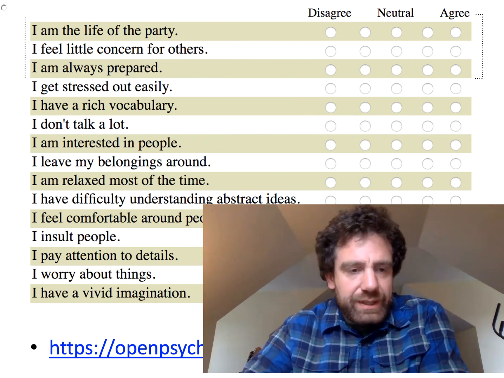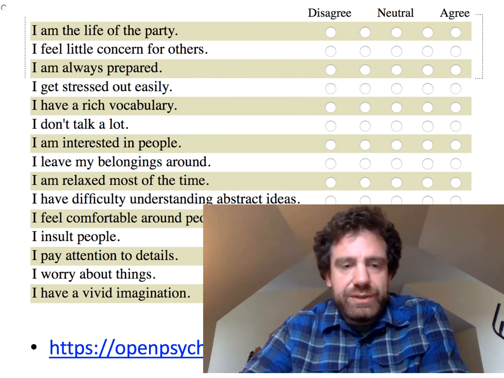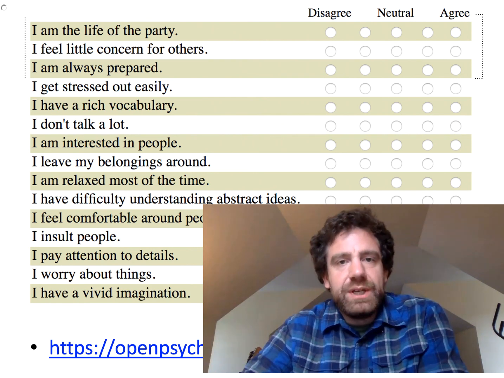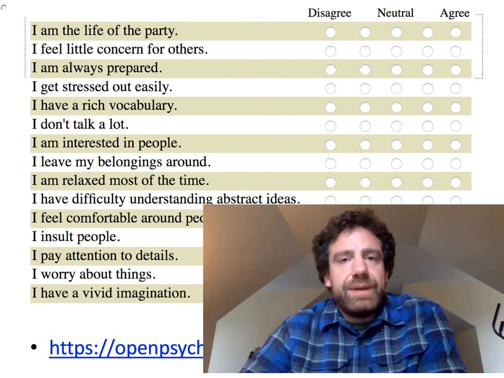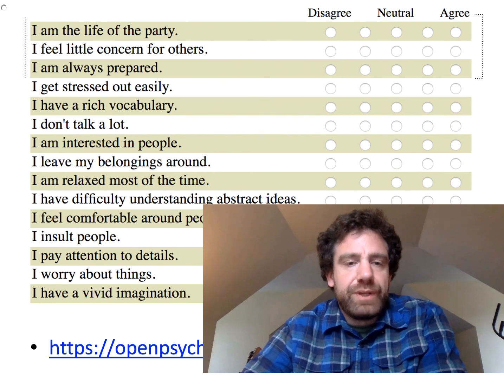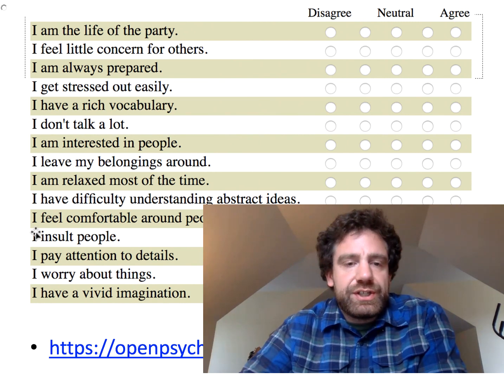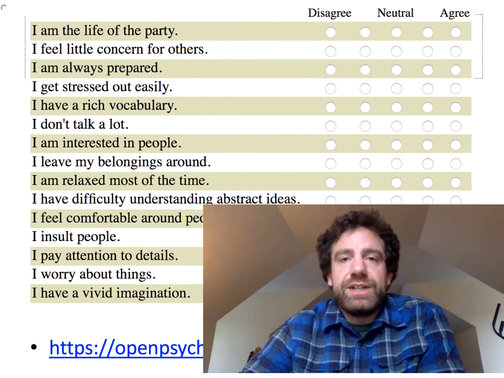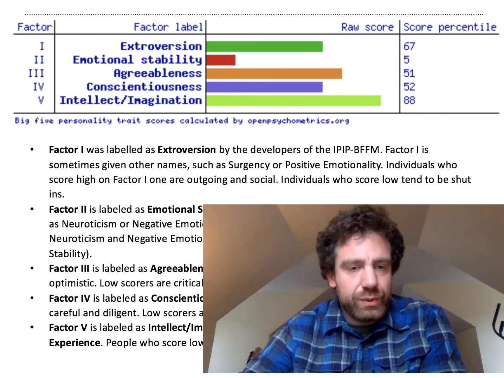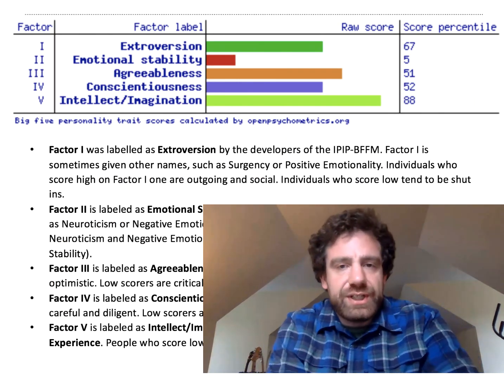So you go through and you take this test, and I did this just a few minutes ago. You try to honestly answer each of the items on this Likert scale from disagree, neutral, to agree. And this is just a subset of the test items. There are, I think, 50 in this overall. And this, by the way, is the test used for the personality reflection paper. This is the score that I was given when I took the test.